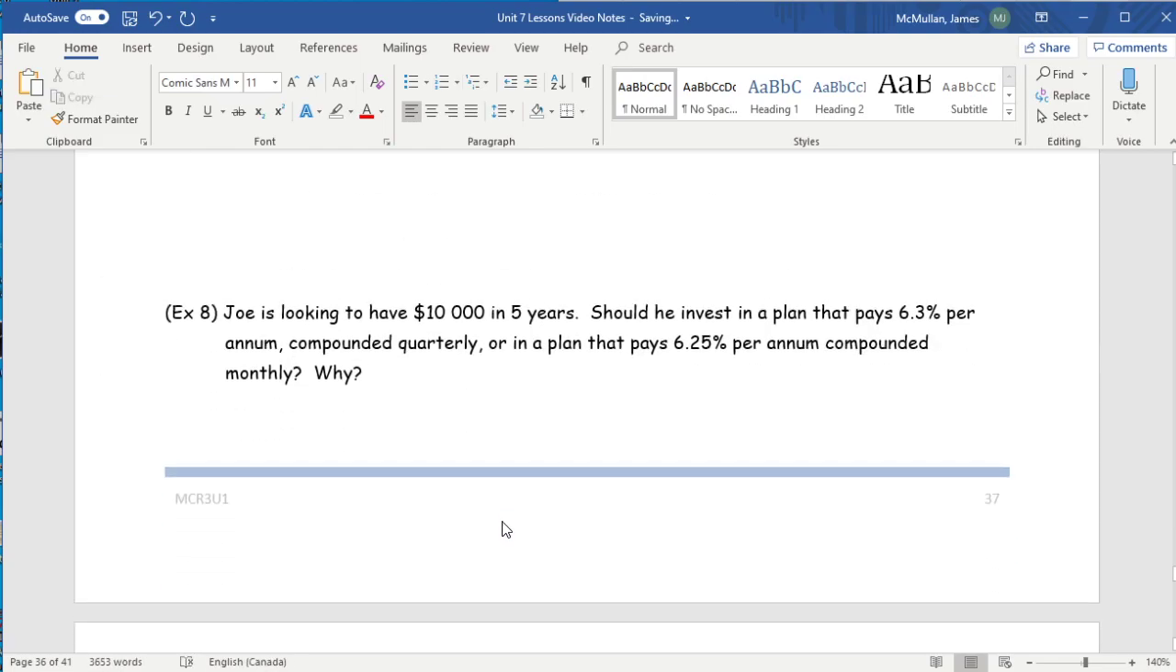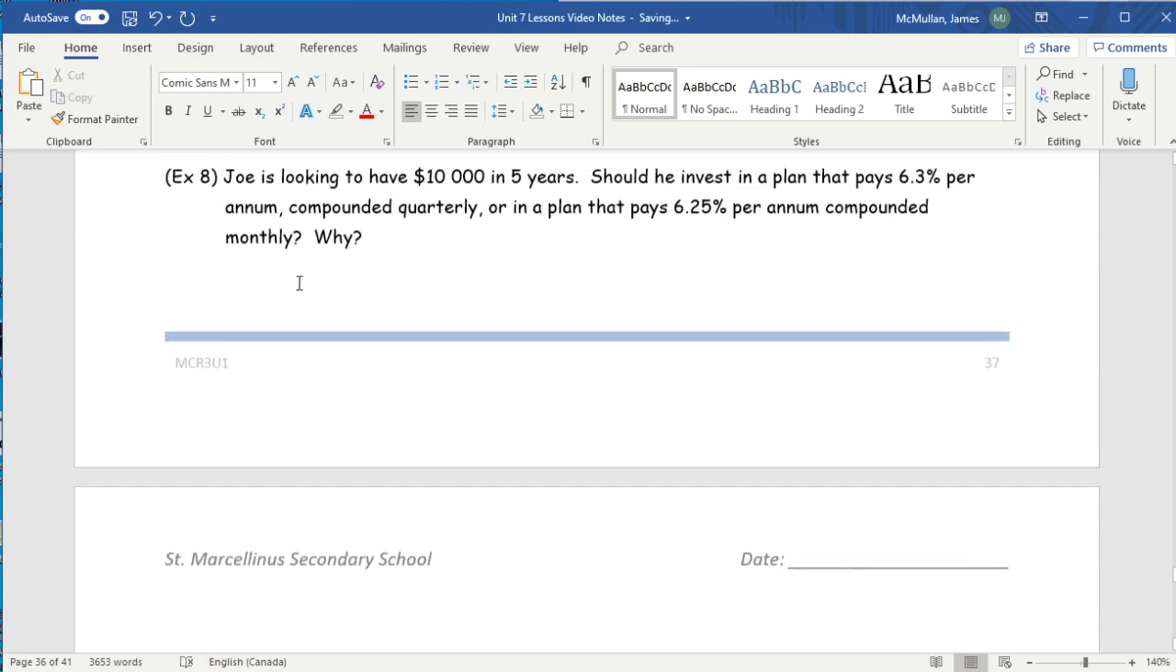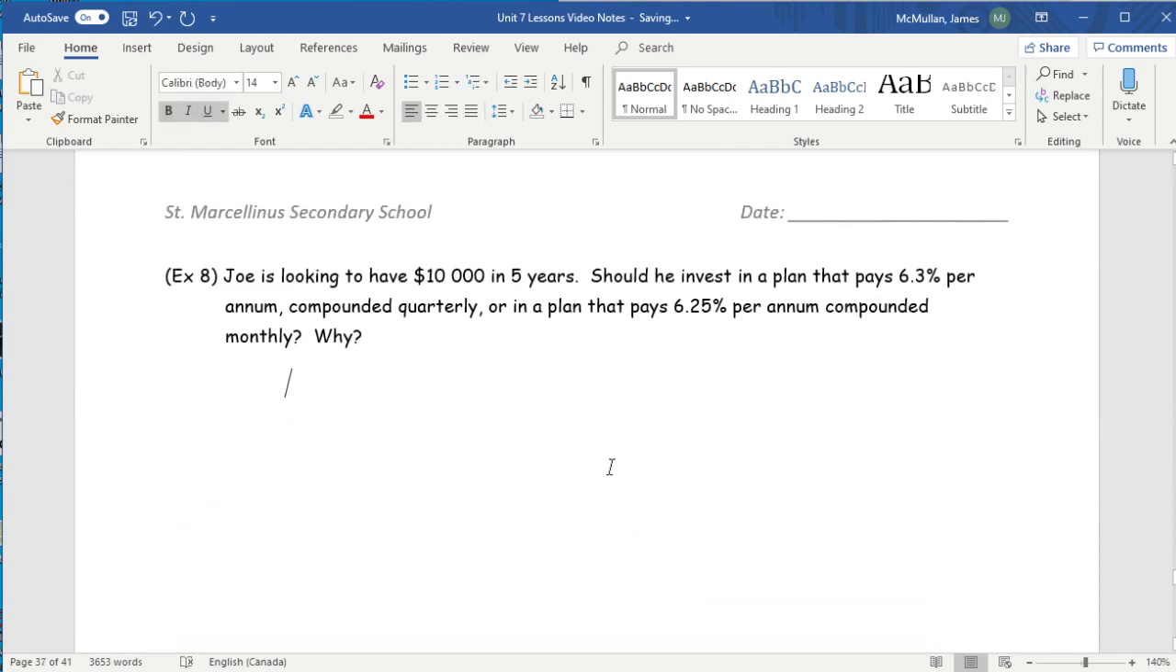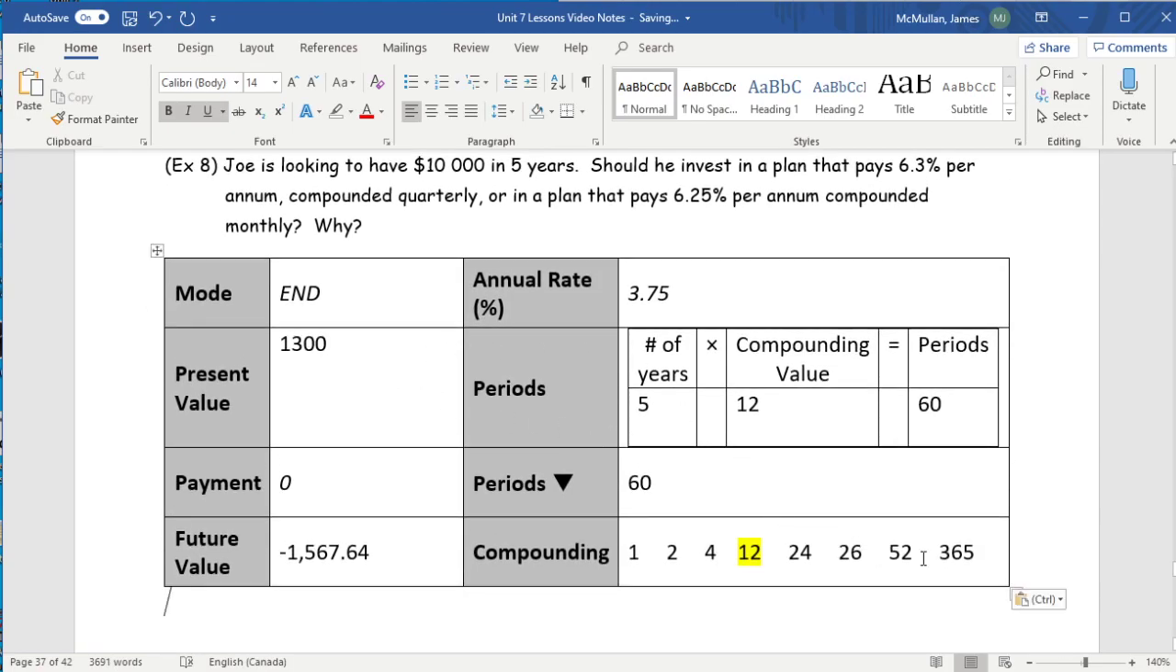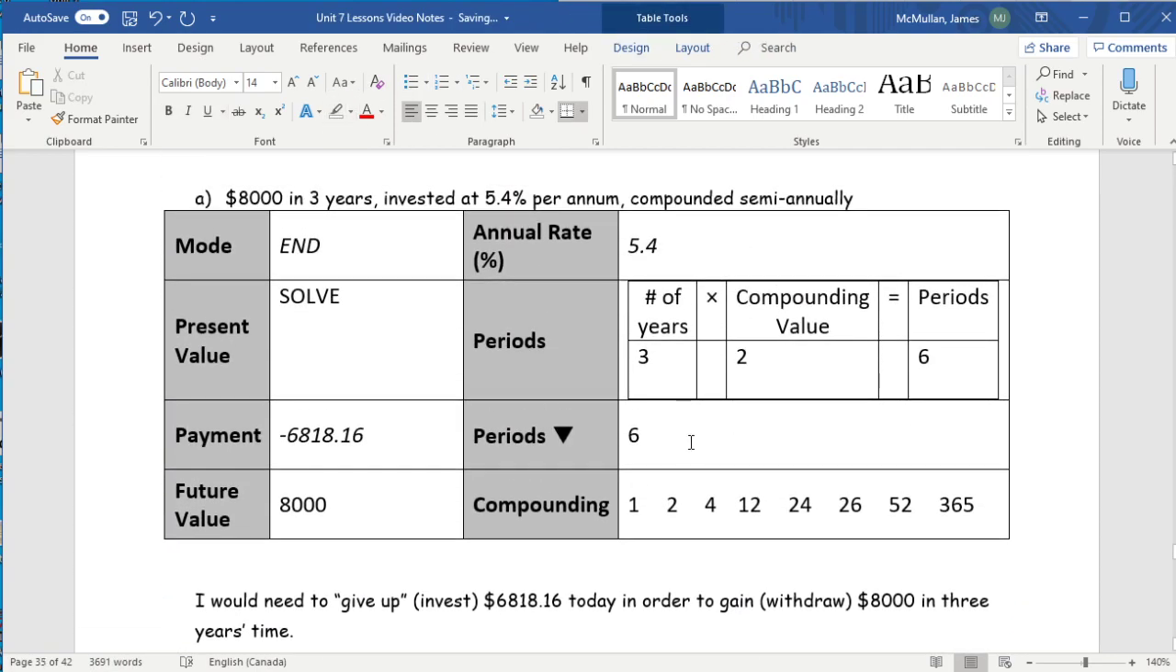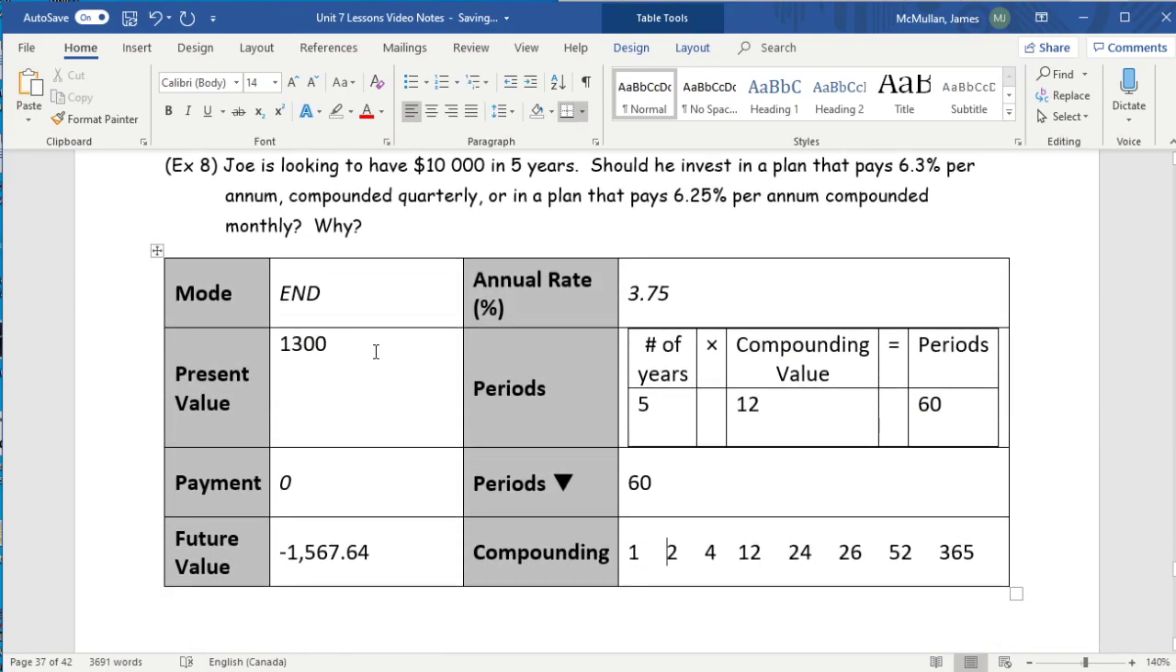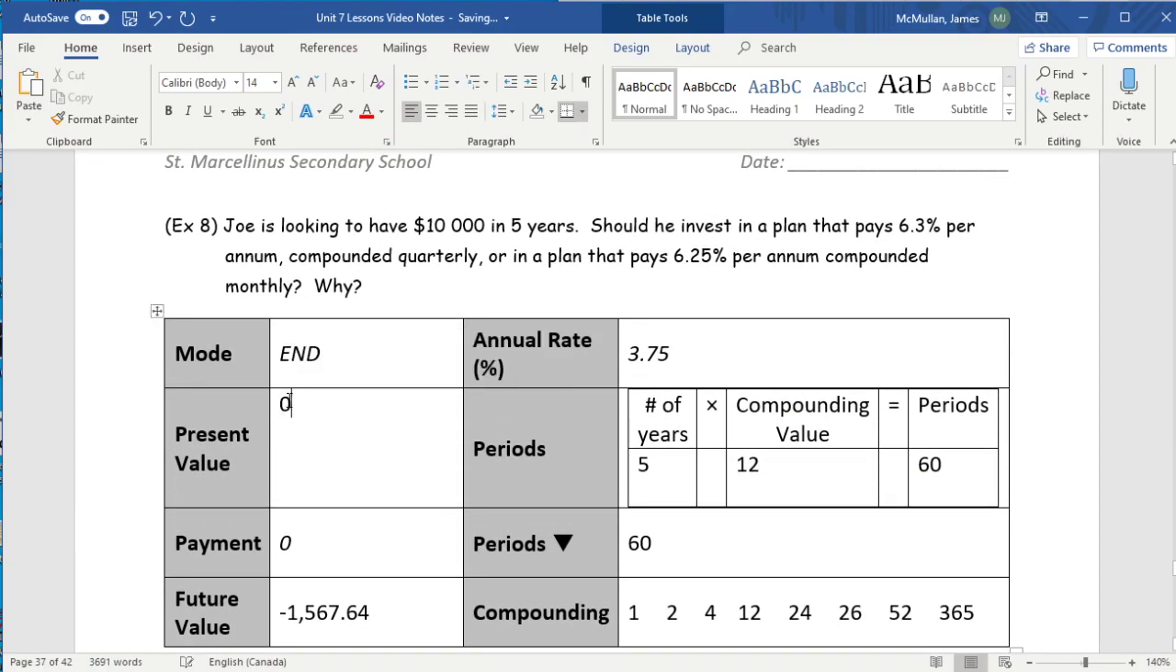I don't know that we need to. Let's skip that one and we'll just go to this last one because I still want to do the annuities part. It says Joe is looking to have $10,000 in 5 years. Okay? So again, let's just wipe this out. He's looking to have $10,000 in 5 years. So present value, we don't know. We're going to solve. Payment is not being used. Future value is 10 grand. Should he invest in a plan that pays 6.3% compounded quarterly or 6.25% compounded monthly?